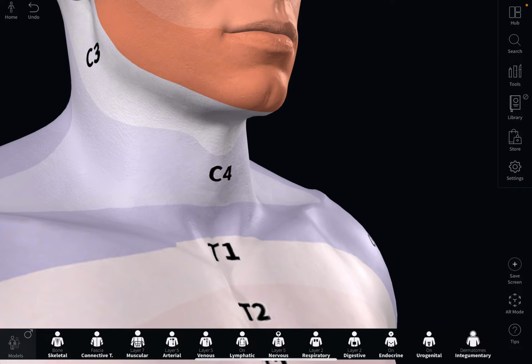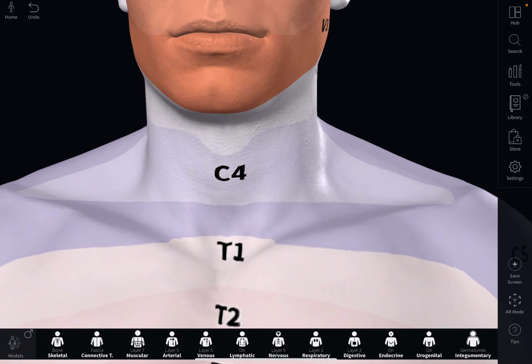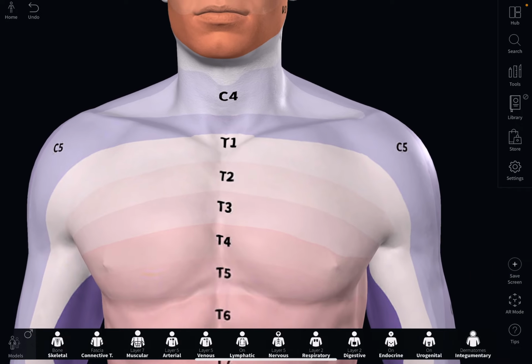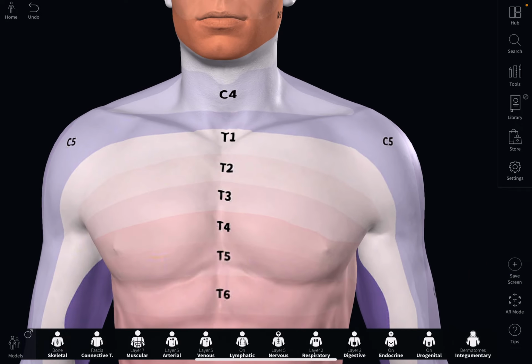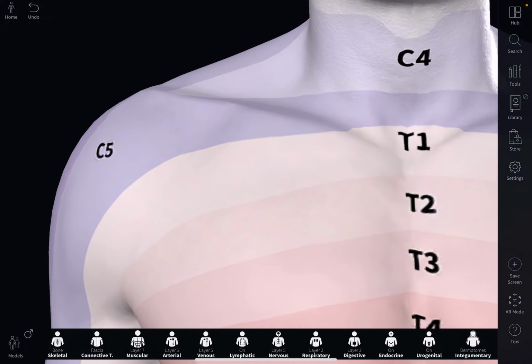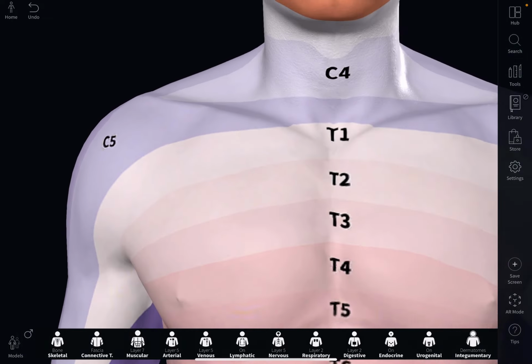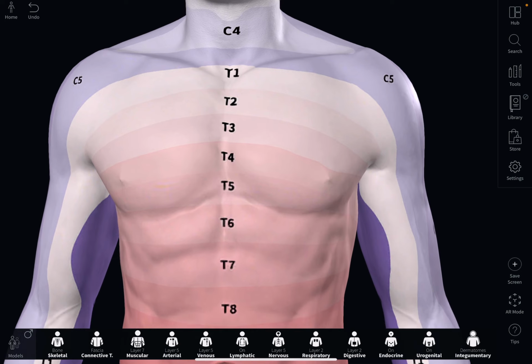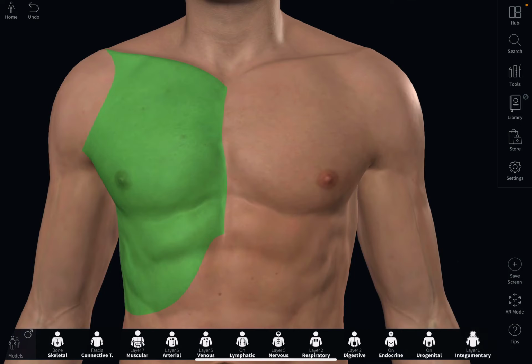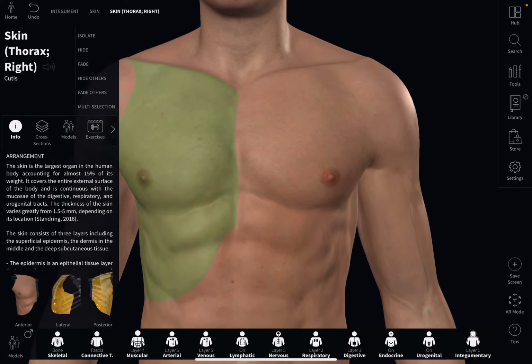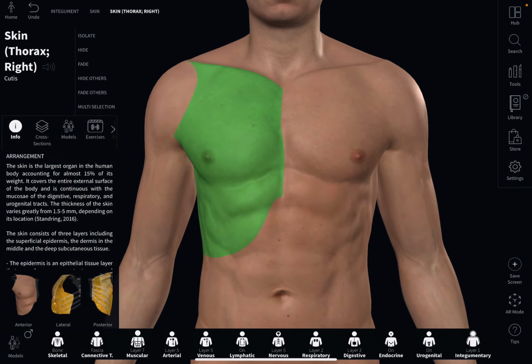They cross the clavicle and divide into three branches: medial, intermediate and lateral supraclavicular nerves. The lateral supraclavicular nerve supplies the shoulder region, this part here. The medial and intermediate supraclavicular nerves supply the pectoral region above the sternal angle. Now, this is the pectoral region, which also includes a small part of the abdomen.